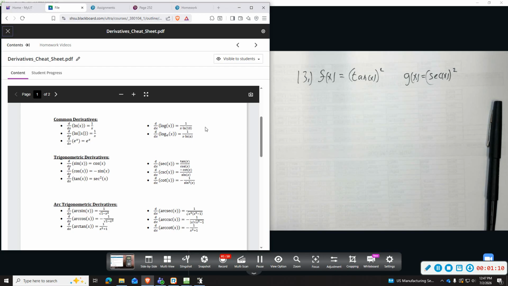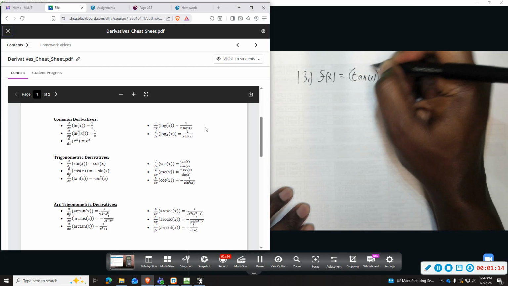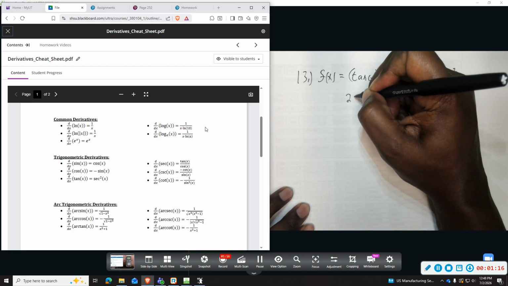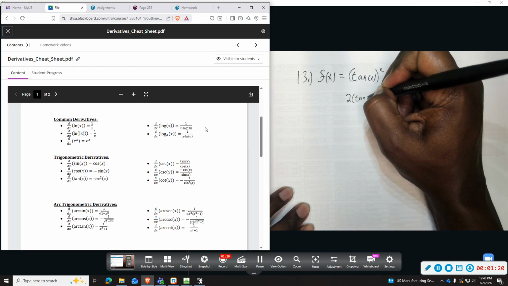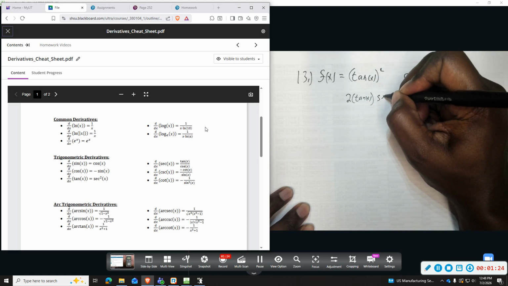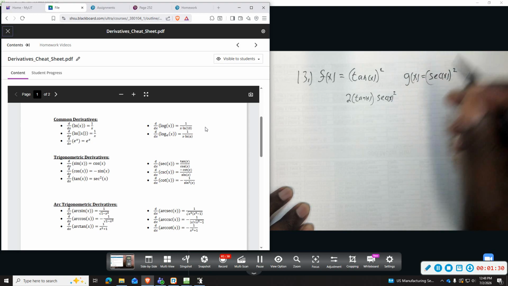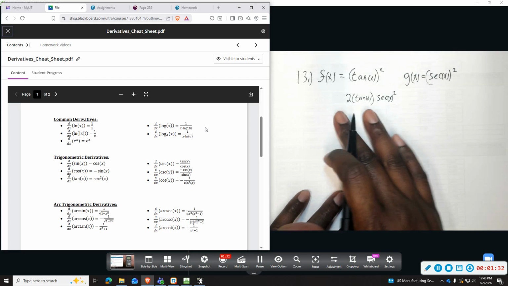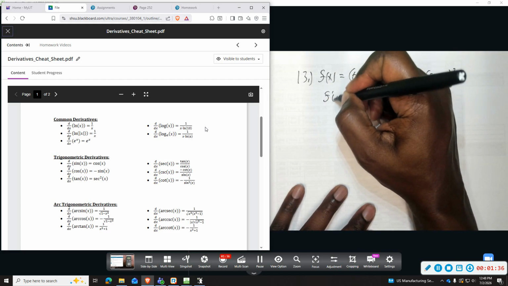Okay, so when we do the derivative, we're going to get derivative of the outside is 2 tan x. Derivative of the inside is going to be secant x squared. Alright, so that is the derivative of f. This is f prime of x.